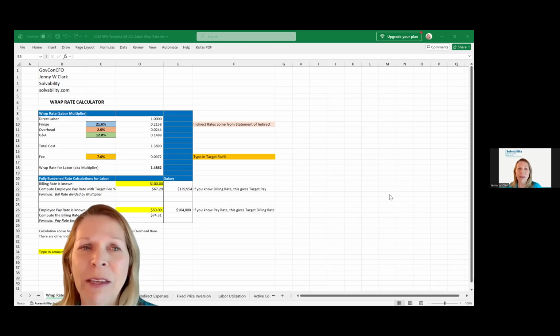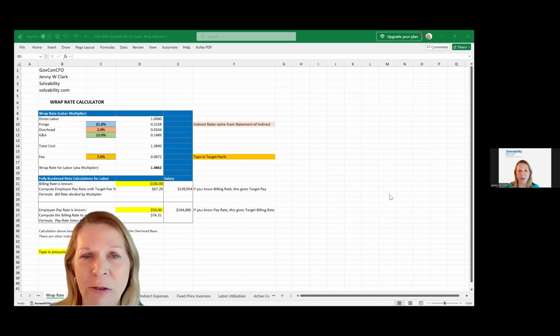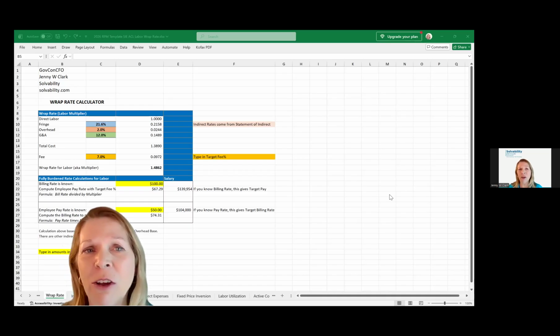So let's get started. I have a spreadsheet that I've been using for many years that I call generically my RPM, rate and pricing model. The rate and pricing model has a number of different spreadsheets, and today we're going to talk about the one that I call the wrap rate calculator. We're going to talk about indirect rate summary, and it's really to give you the background behind the wrap rate calculator. Do I expect you to understand all of this from this one video? No, but the idea is to help you build off of foundations and keep learning about how this works.